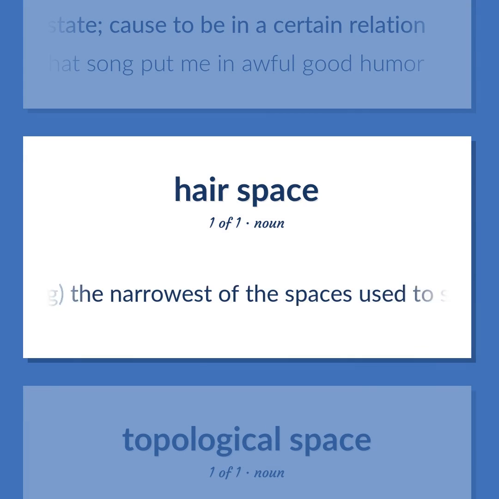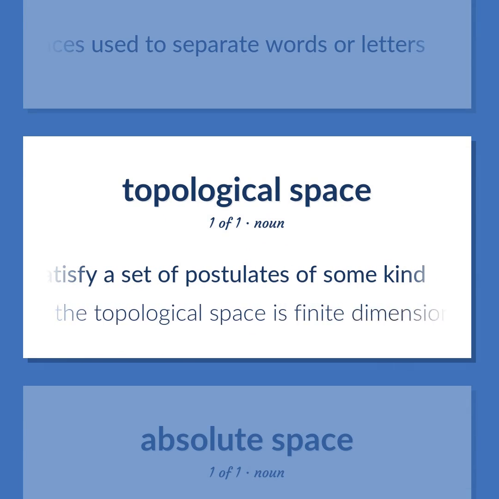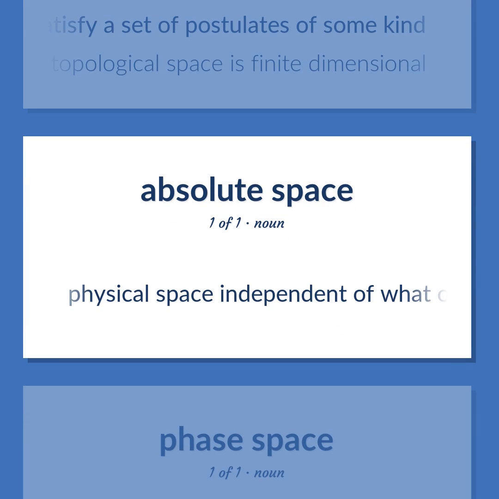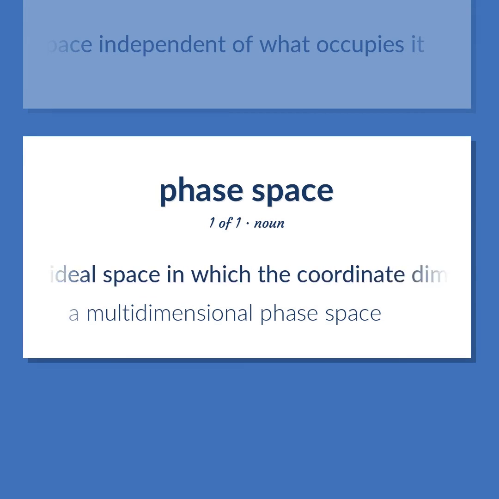Printing. The narrowest of the spaces used to separate words or letters. Mathematics. Any set of points that satisfy a set of postulates of some kind. Assume that the topological space is finite dimensional. Physical space independent of what occupies it. Physics. An ideal space in which the coordinate dimensions represent the variables that are required to describe a system or substance. A multidimensional phase space.